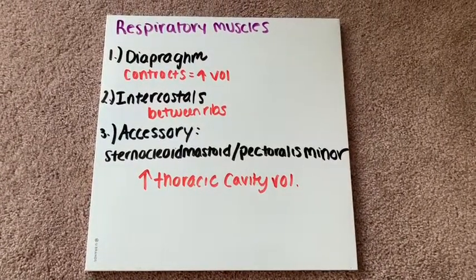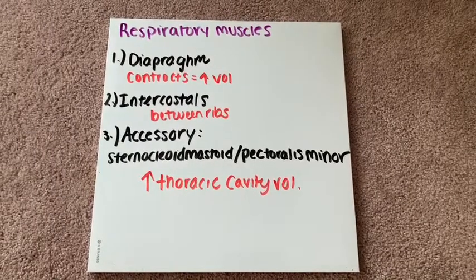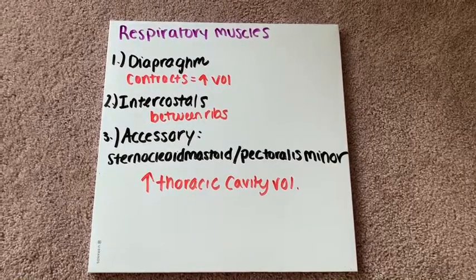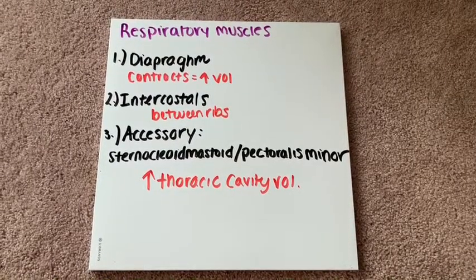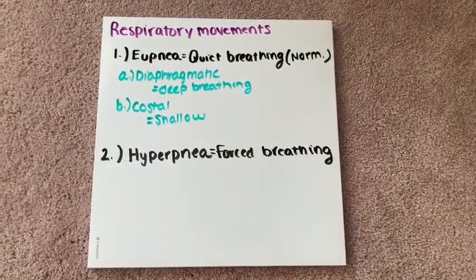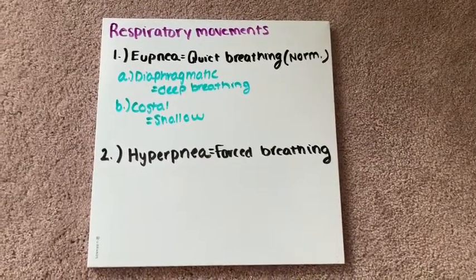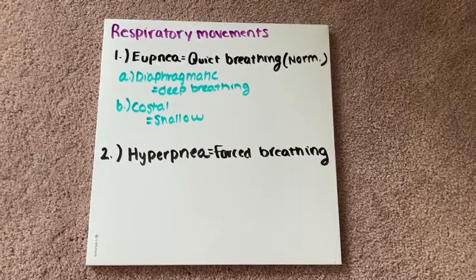Intercostals, which are the muscles between the ribs. And the accessory muscles, which I'm going to save us all and not say the first one. And pectoralis minor, which increases the thoracic cavity volume. Here we have respiratory movements. The first is quiet breathing. This should be the normal. Deep breathing, shallow breathing, and forced breathing.